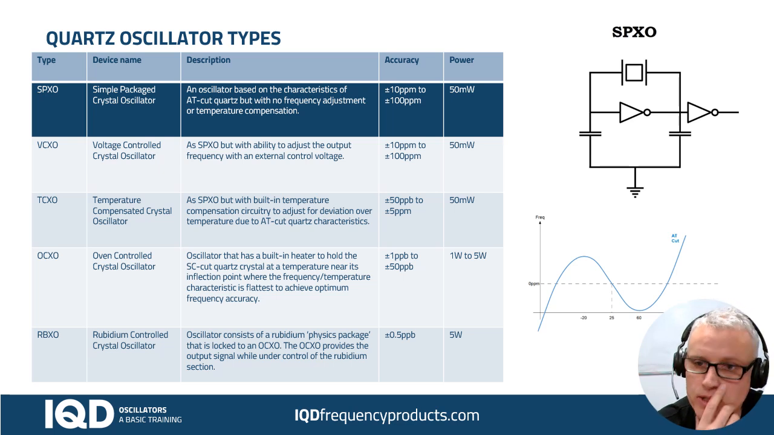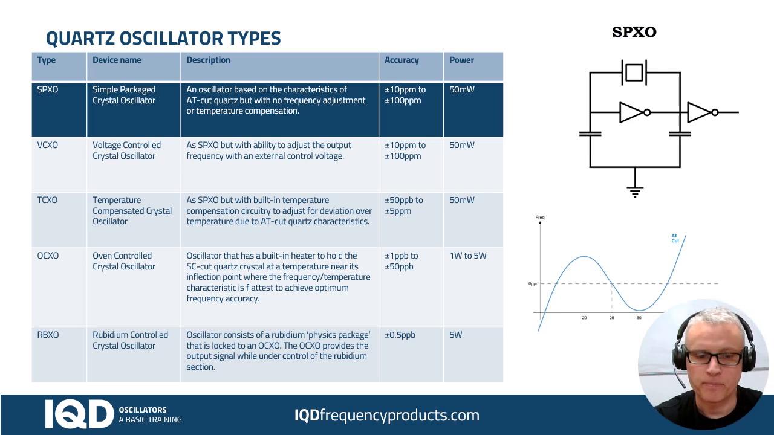A simple packaged crystal oscillator might be accurate to 10 to 100 ppm, might draw about 50 milliwatts, and as I said, the temperature response would look very similar to the curve down there. We can change the temperature response a little bit by changing the cut that we use for the crystal, but it's going to follow that y equals x cubed behavior that we see on the graph there.